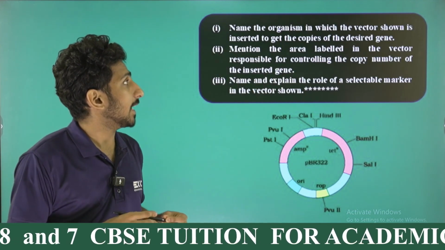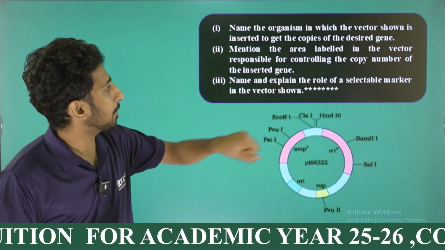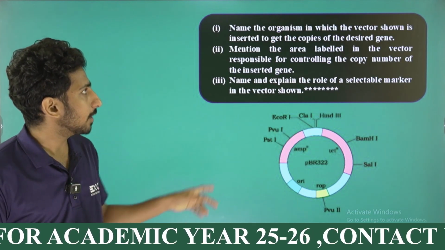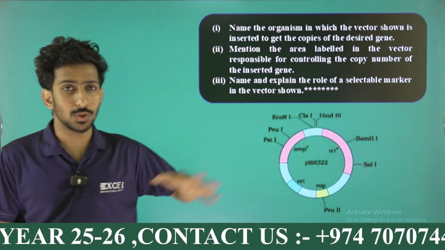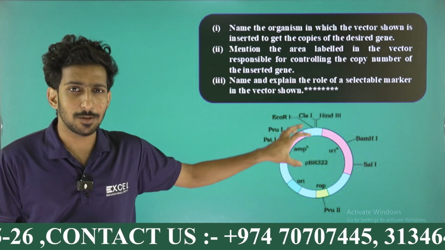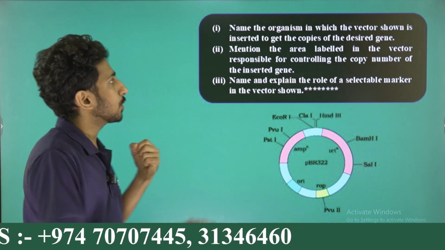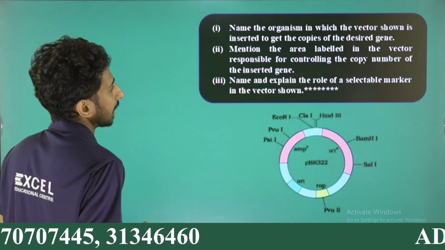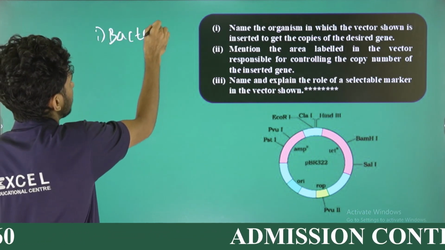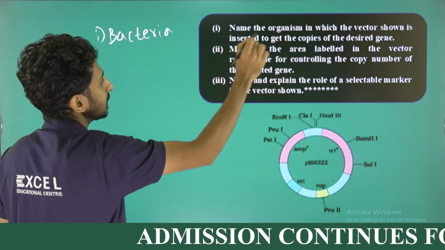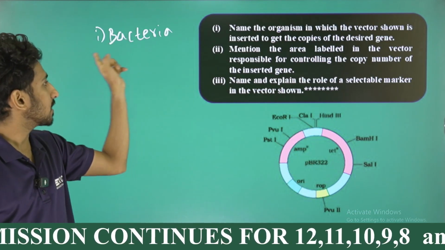Name the organism in which the vector shown is inserted to get copies of the desired gene. See, the given vector is PBR 322. Okay, it is a genetically engineered plasmid vector. Usually, plasmid vectors are introduced into bacteria. So the host organism is bacteria. The answer of first one is bacteria. The host organism is bacteria.